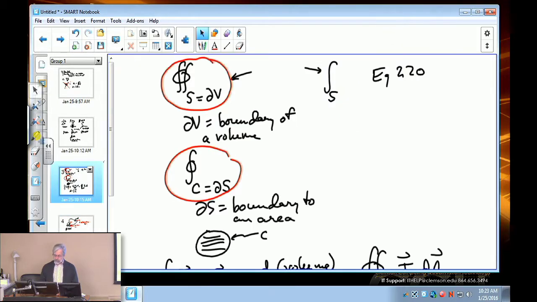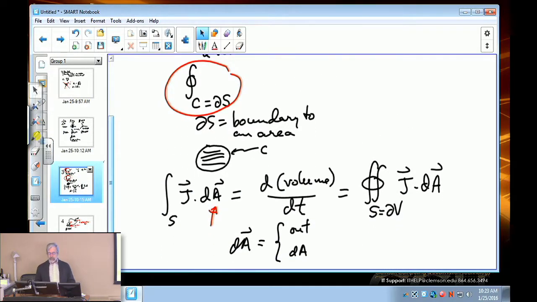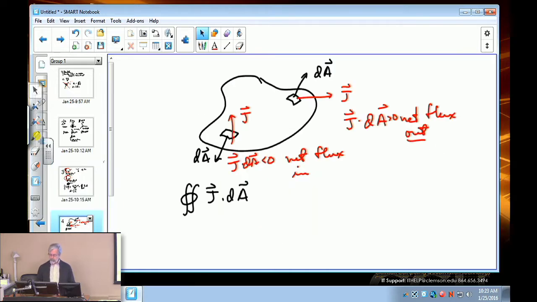So, let's see here. J dot dA, oops, hang on a second. I'm going to need a negative sign, aren't I? No. Oh, that's the volume of water coming out, right? That's what he means. It's the net volume coming out. So that's the rate at which stuff is coming out. That's why he has a positive sign there.